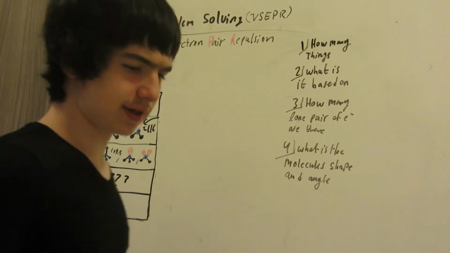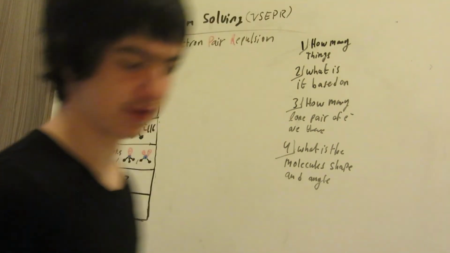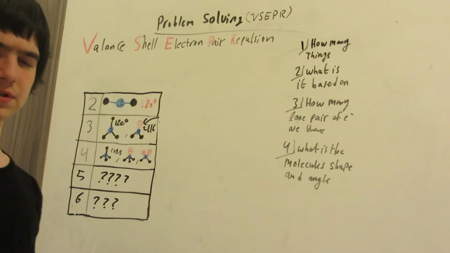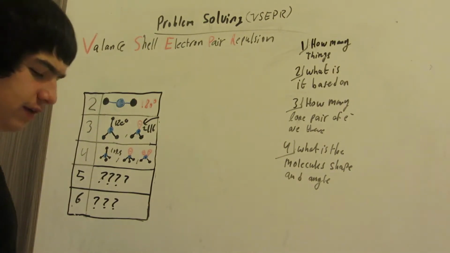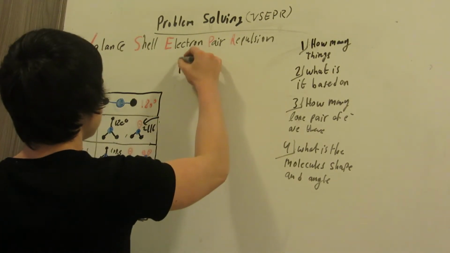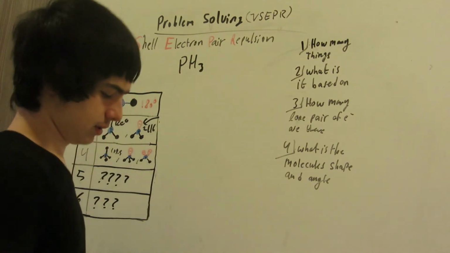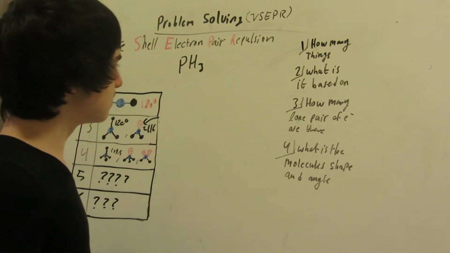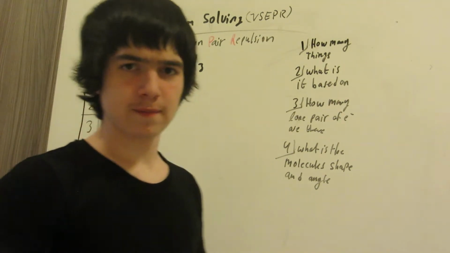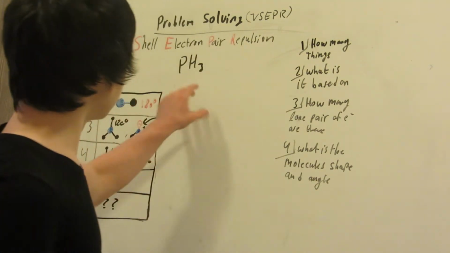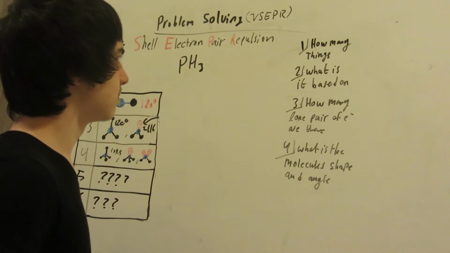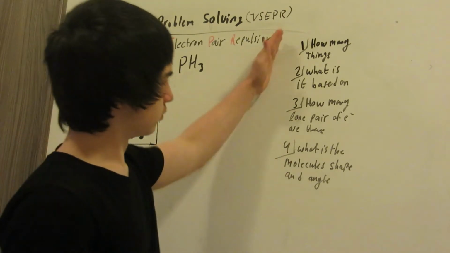So we're going to start solving now some questions related to the VSEPR theory. Alright, let's start. First things first, we have the first question. It's going to be PH3. We need to know what is the molecular structure or the shape of the molecule of PH3. Well, we're going to use this set of rules.